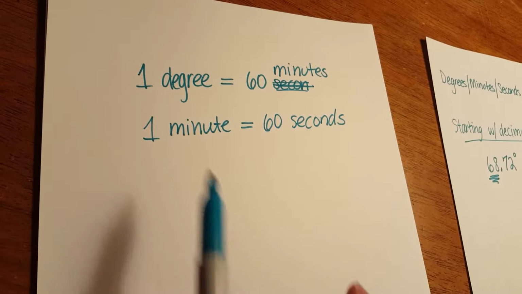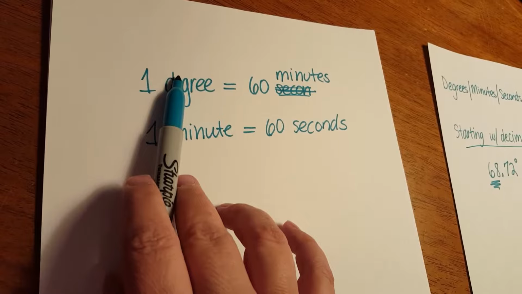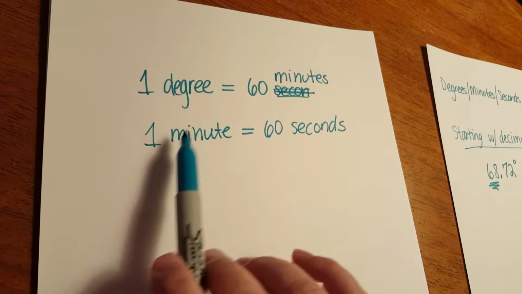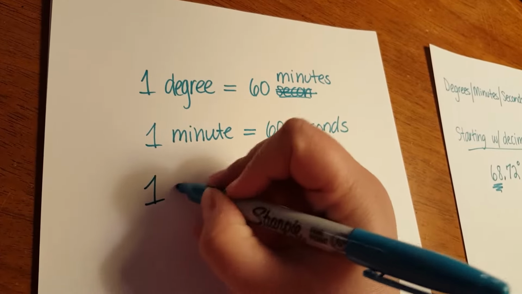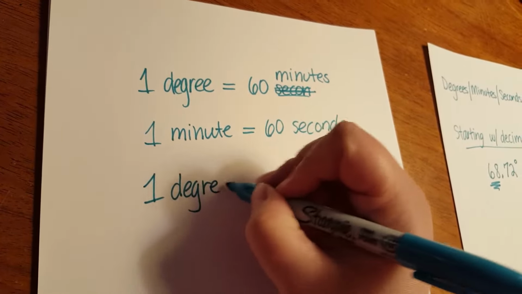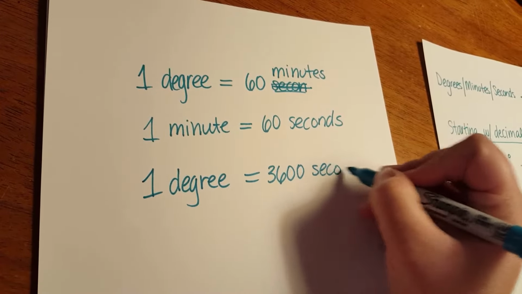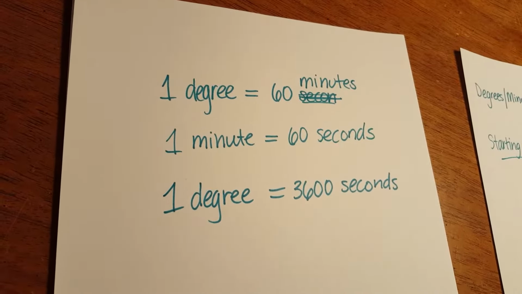So one thing that we sometimes need to know is how to get from degrees to seconds or seconds to degrees. Okay, if there are 60 minutes in every degree, and every single one of those 60 minutes has 60 seconds in it, then 1 degree is 60 times 60, or 3,600 seconds. Okay, so these are our basic conversion factors that we'll use.